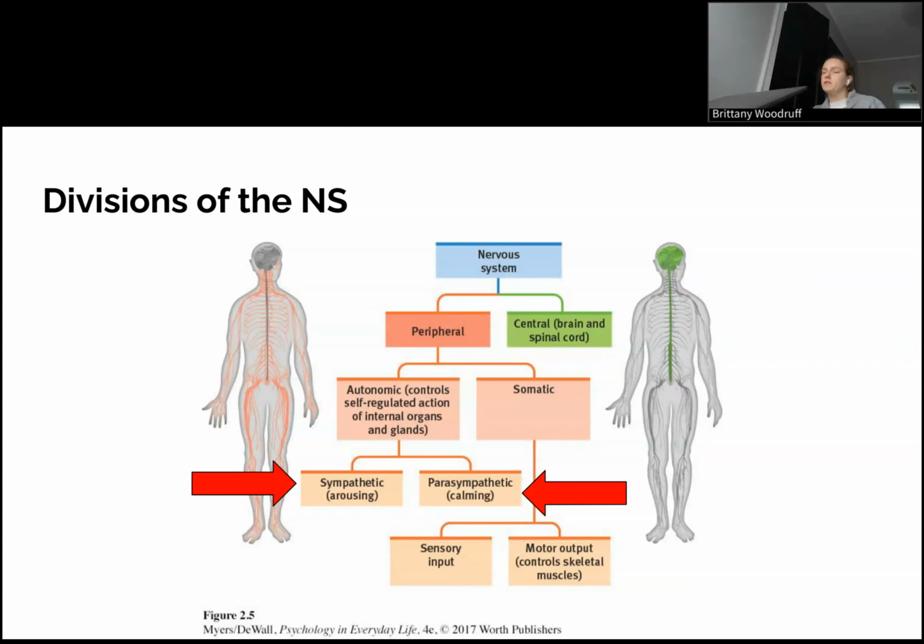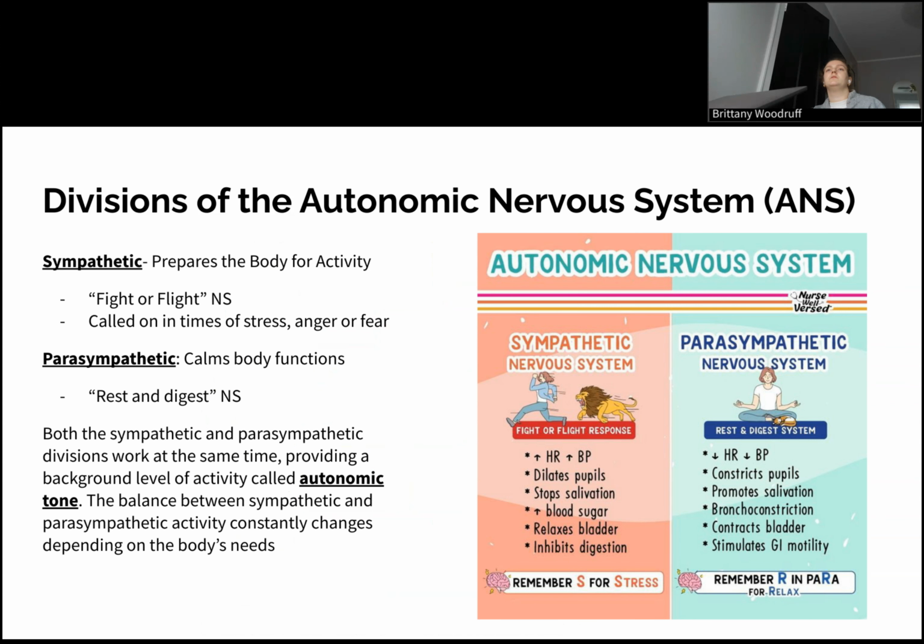Next, looking at your parasympathetic versus your sympathetic nervous systems. Now, your sympathetic nervous system. The sympathetic nervous system is going to be responsible for preparing the body for activity. Okay? So this is commonly referred to as your fight or flight nervous system. So this is going to be called on in times of stress, anger, or fear.